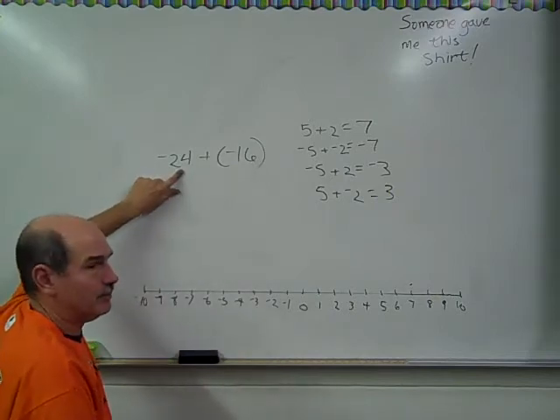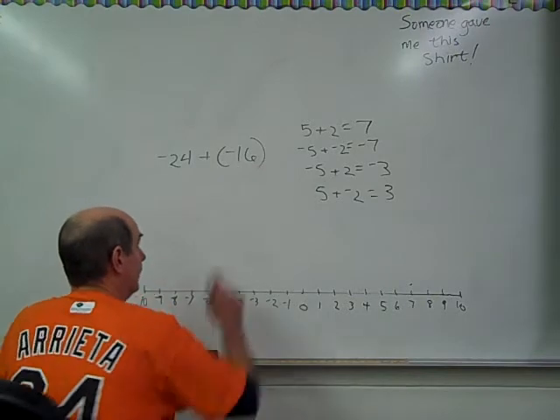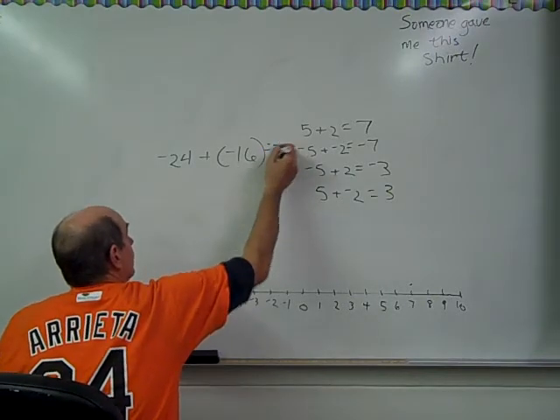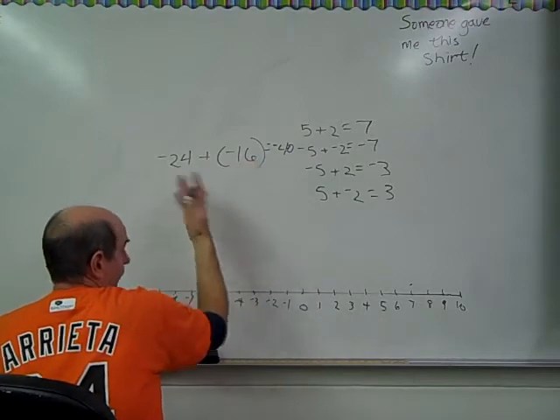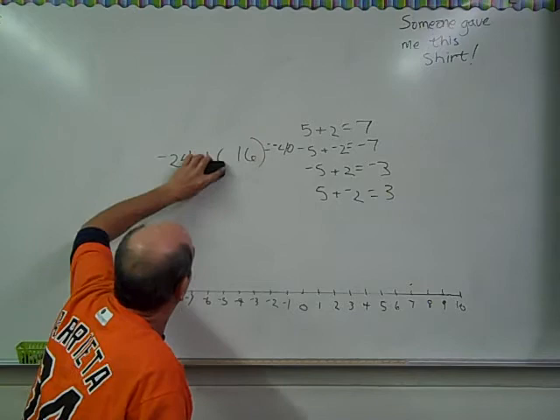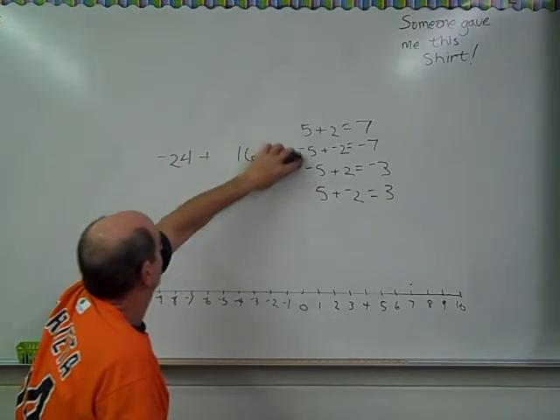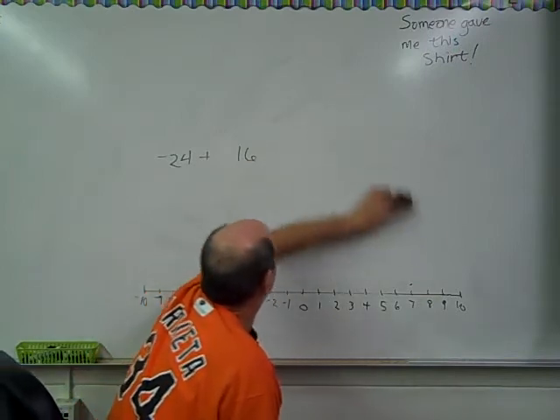Or if it's 24 degrees below 0 and the temperature drops another 16 degrees, it's now 40 below 0, or negative 40. I don't think you need to see the positives. Obviously, if it was 24 plus 16, it would be positive 40. But what if it's negative 24 plus positive 16?